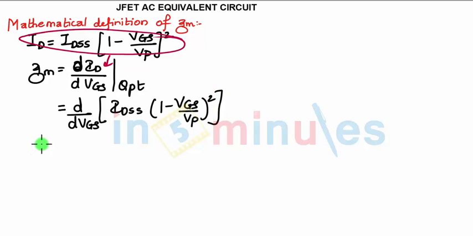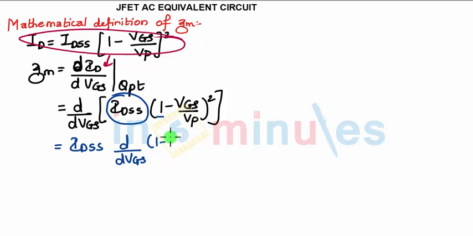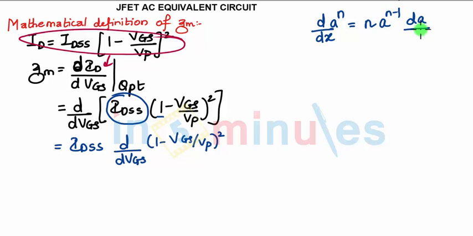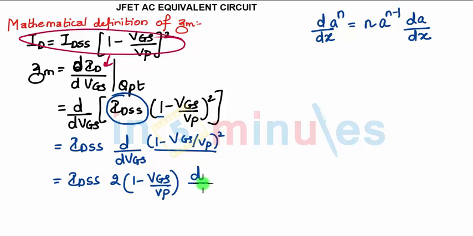When I am differentiating, this term is constant, so I can write it outside: IDSS times the change with respect to VGS of (1 minus VGS by VP) the whole squared. It is similar to d by dx of a raised to n. The derivative is n times a raised to n minus 1 times the derivative of a with respect to x. So I can write it as IDSS times n into a raised to n minus 1, that is 2 into (1 minus VGS by VP) into the derivative of (1 minus VGS by VP).